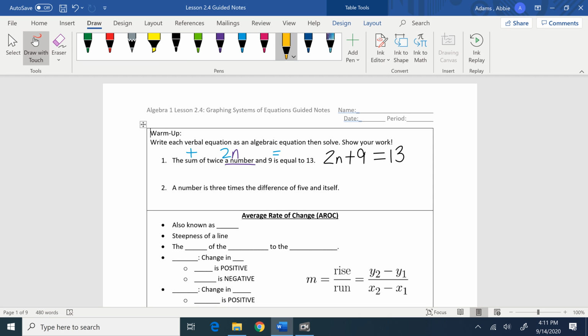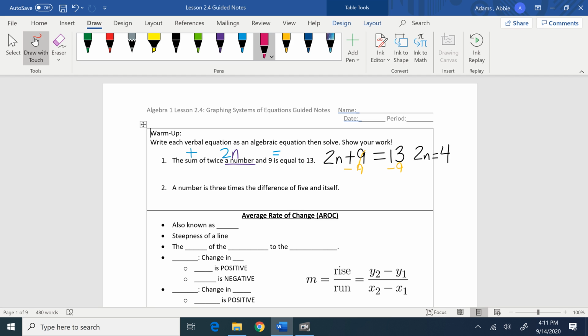And then solve. We're going to get our like terms together, which means we're going to subtract the constant from the left. And if you do that to the left, you also have to do it to the right, because we're trying to isolate our variable. In order to isolate that variable, you have to isolate the variable term first. So I'm going to subtract 9 from both sides. That is our subtraction property of equality. We now have 2n is equal to 4.